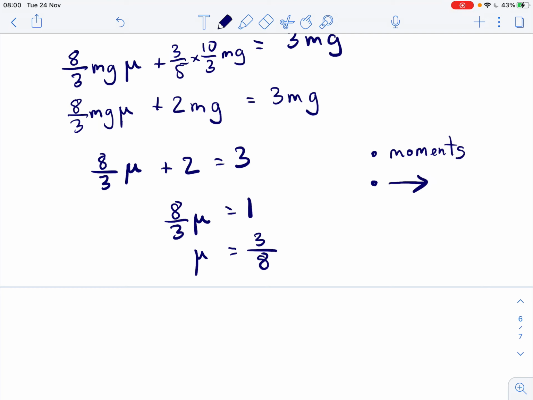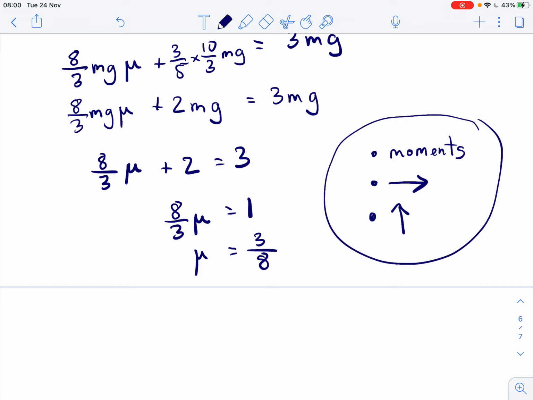We're resolving horizontally and we're resolving vertically. Now, depending on the question, you might do these in different orders, but you will always be required to do all three of these things when it comes to ladders or hinges.